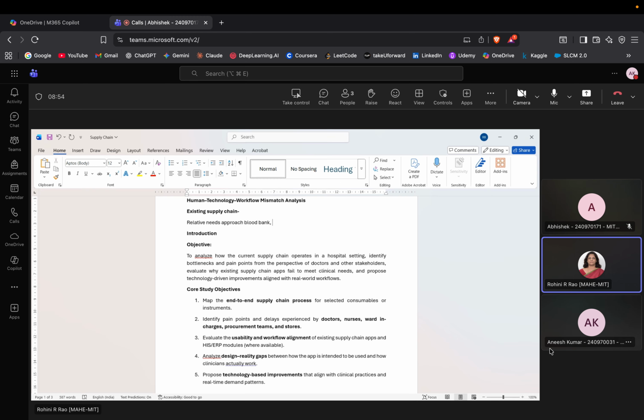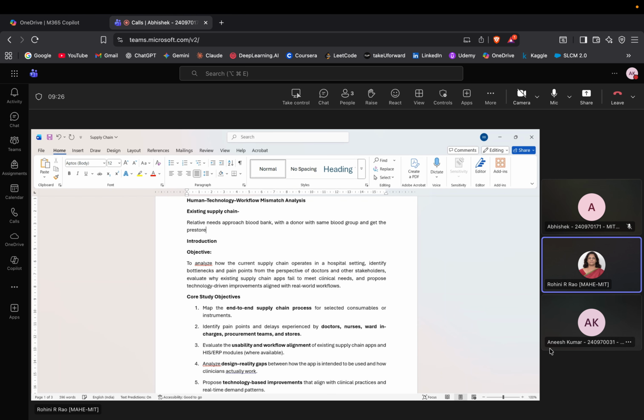The relative needs to approach the blood bank with a donor of the same blood group. And there are no apps for this or anything? There are apps in Apollo, but there are many manual processes which need to be done, and then you get the pre-stored blood sample.